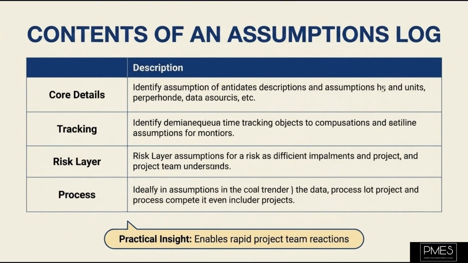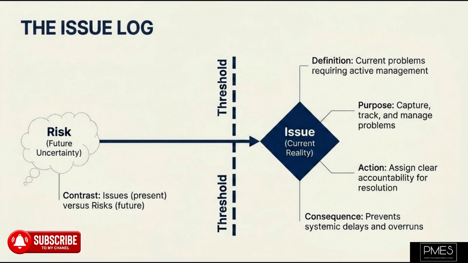It also often includes any mitigation actions planned to address the risk if the assumption fails. Regularly reviewing and updating this log ensures that the project team is aware of these underlying beliefs and can react quickly if they change. Next, we turn our attention to the issue log, sometimes called an issue register.